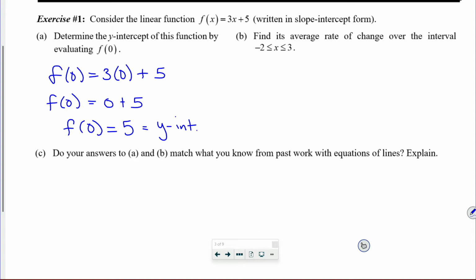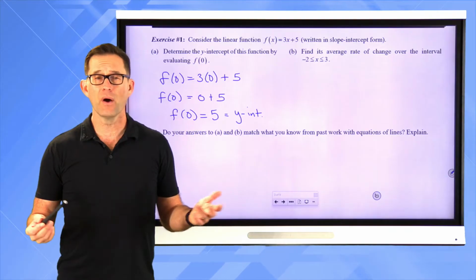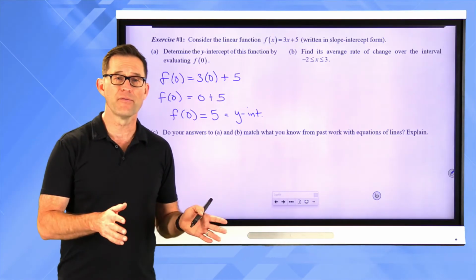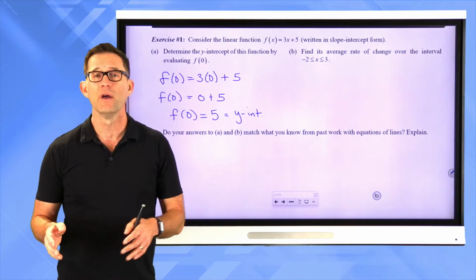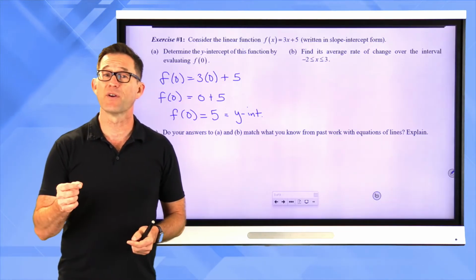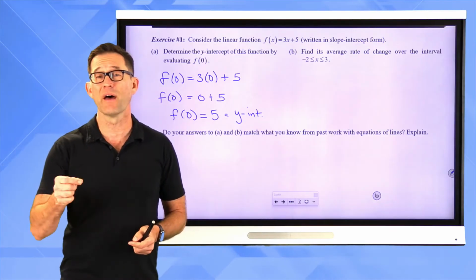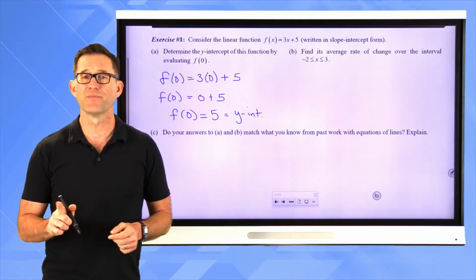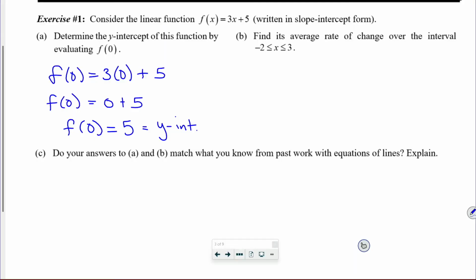Find the average rate of change over the interval -2 to 3. Now, we know how to calculate average rate of change. It's going to be f of 3 minus f of -2 divided by 3 minus -2. But in order to do that, we first need to figure out what f of -2 is and what f of 3 is. Why don't we do this problem together? So, let's first figure out what f of -2 is. That's going to be 3 times -2 plus 5, which is -6 plus 5, which is -1.